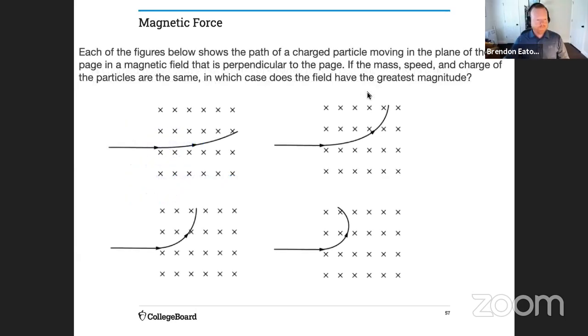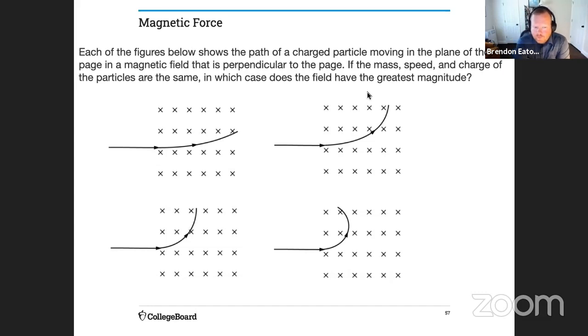There you go. All right, last one for you. Each of the figures below shows the path of a charged particle moving in the plane of a page in a magnetic field that's perpendicular. Pop quiz, which way is the magnetic field? It's into the page. If the mass and speed and charge of the particles is the same, in which case does the field have the greatest magnitude?